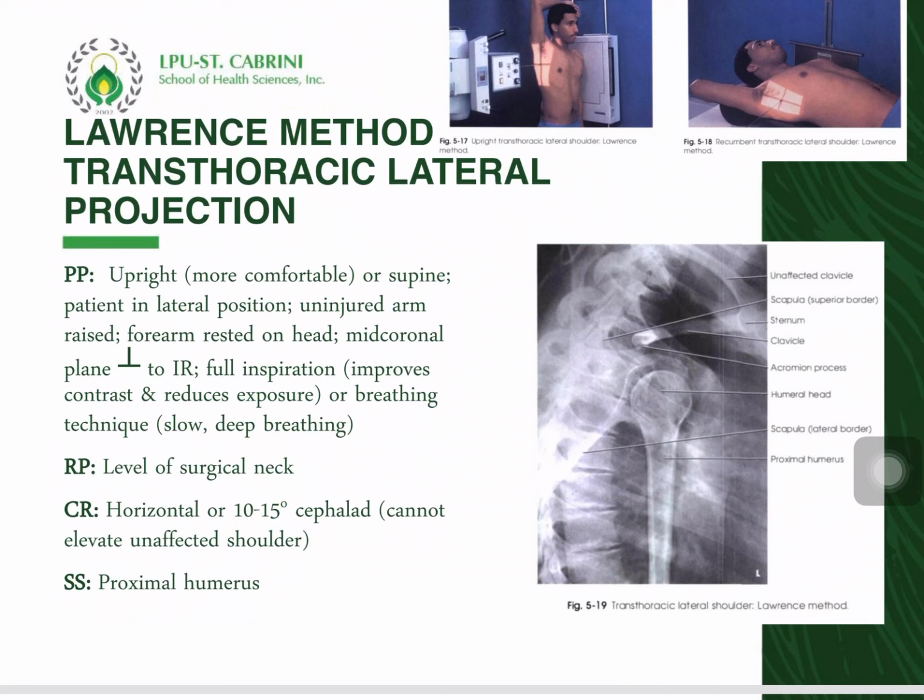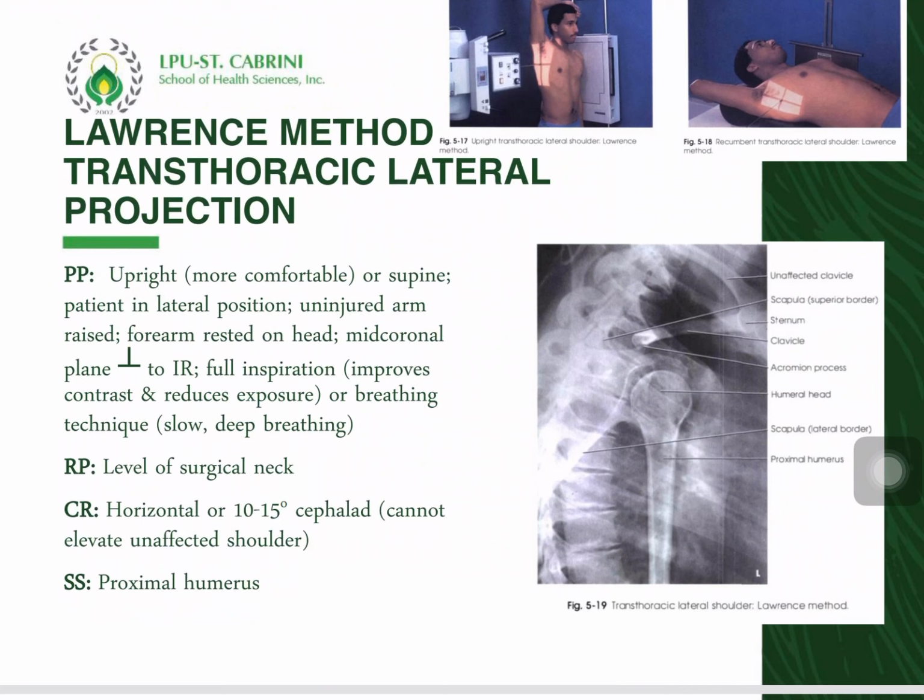So this elevation will drop the injured side, separating the shoulders to prevent superimposition. So center the surgical neck of the affected humerus to the IR. The exposure of the transthoracic lateral projection is done in full inspiration. So having the lungs full of air improves the contrast and it decreases the exposure necessary to penetrate the body.